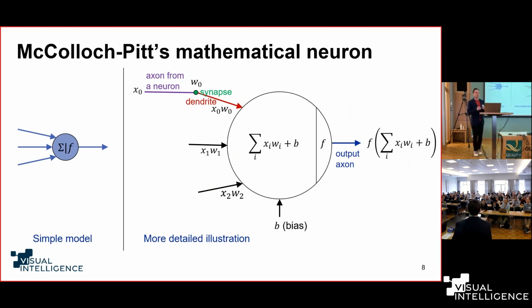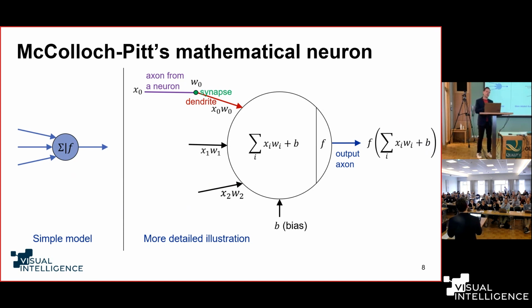The building block is the McCulloch-Pitts mathematical neuron, which is quite simple, very simple actually. It takes input data that is called X here, you multiply it with some weights, and you do a summation, and you send it to a nonlinear function, and that's the output. And the aim here is to figure out what these weights should be. This is just one neuron.